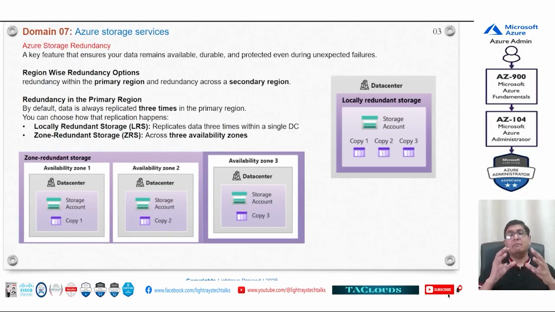So that is very, very important to understand. Locally redundant data will be on only one server, and zone redundant data will be on three different zones. So what is the benefit? If one zone goes down, the second will be available; if the second goes down, the third.